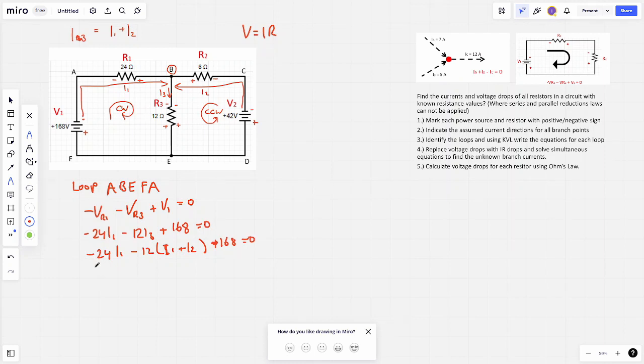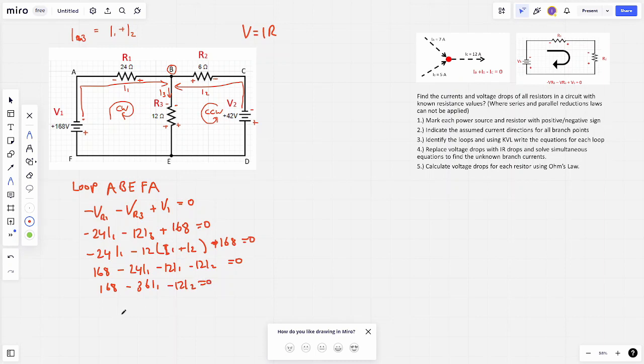If we expand that through, what do we get? So we get, let's just put 168 on the positive on the left hand side, minus 24 I1 minus 12 I1 minus 12 I2 is equal to 0. Collate the common terms, so that's positive 168 minus 36 I1 minus 12 I2 is equal to 0.